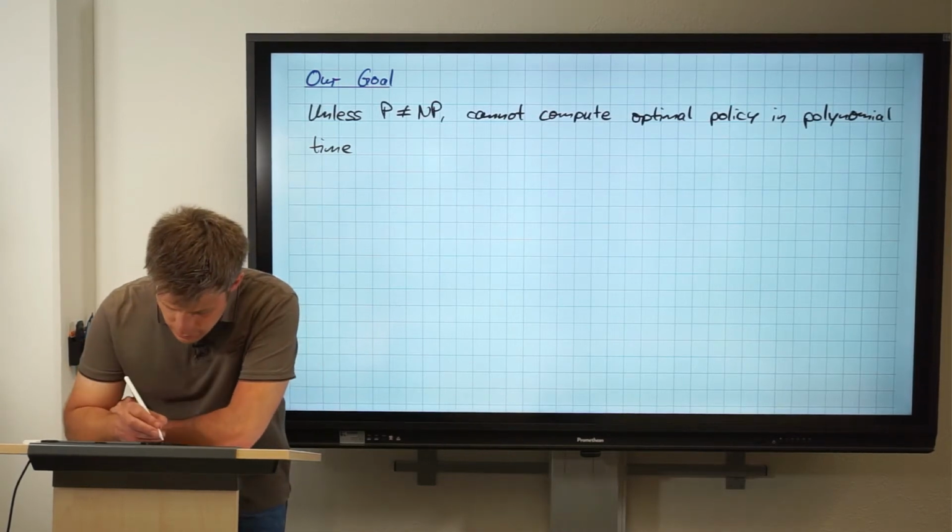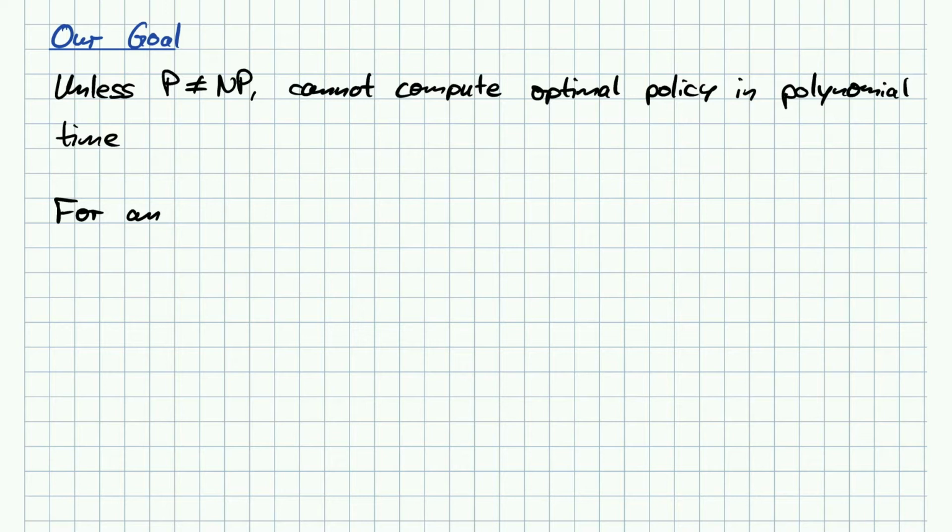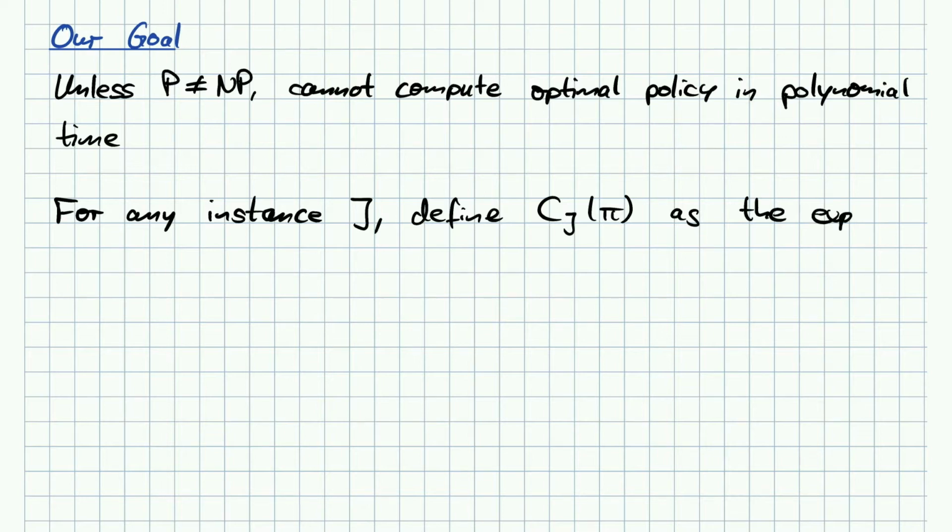I'd now like to use the following notation. For any instance I, what do I mean by an instance? I mean the universe of elements, the cost vectors, so the first stage cost, the second stage cost, and also the probability distribution over possible active sets. And for those, we'll define C subscript I of pi as the expected cost of policy pi.